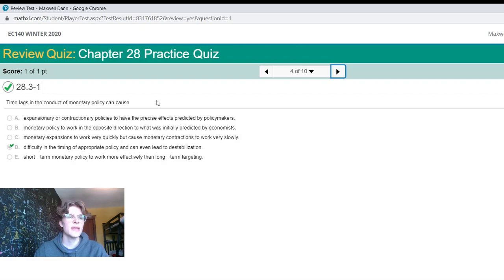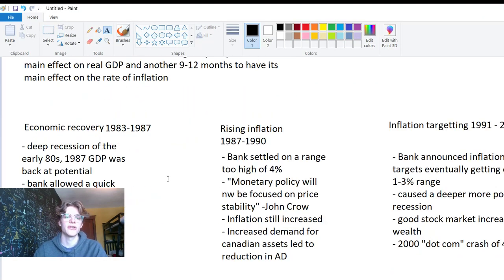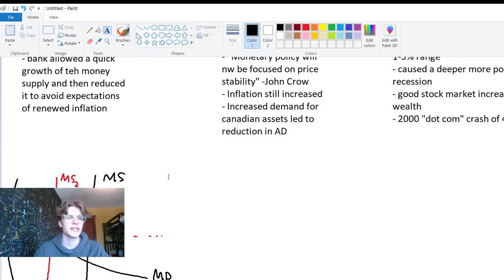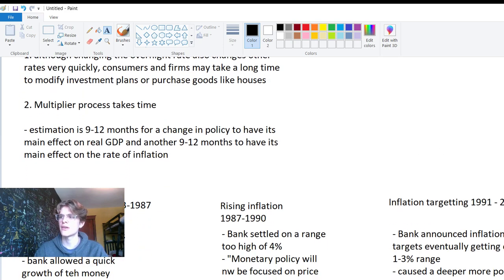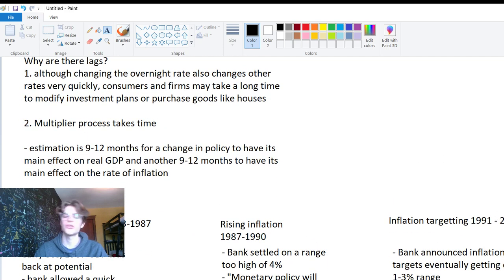Time lags in the conduct of monetary policy can cause. So back to the notes down here. Why are there lags? There are 2 reasons why there are lags in monetary policy. The first one is that although changing the overnight rate changes the actual rates very quickly, once the bank changes their bank rate, the overnight rate and all of the mortgage rates and everything all adjust really quickly.